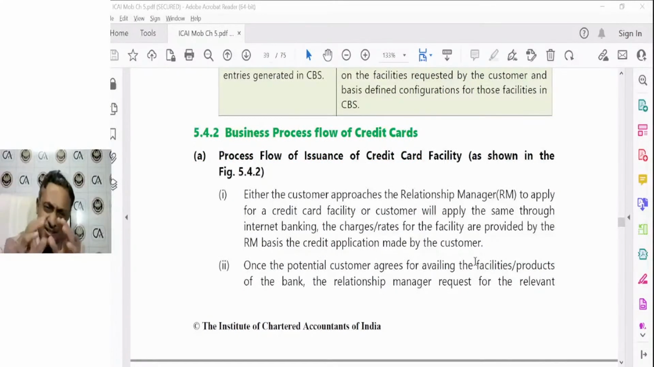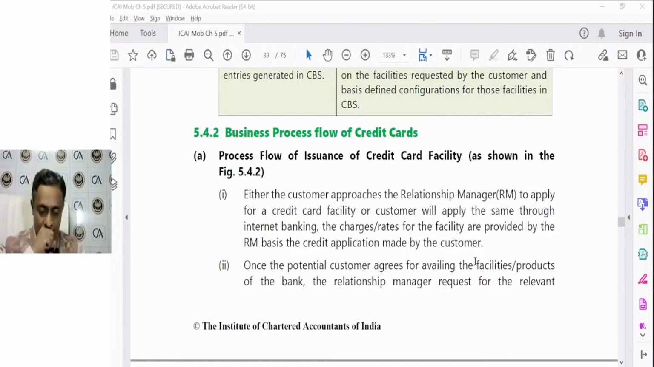Now let us read. I'll just do a very fast reading of this. So either the customer approaches the RM, relationship manager, to apply for a credit card, or the customer will apply for the same through internet banking. So it can be both ways. The banker can approach you and you can approach the banker.